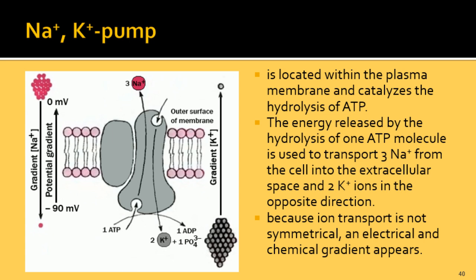This results in an ion concentration gradient between the cytosol of the cell and the extracellular fluid. Because ion transport is not symmetrical, an electrical gradient also appears. Therefore, the generated electrochemical potential is the sum of these two factors.